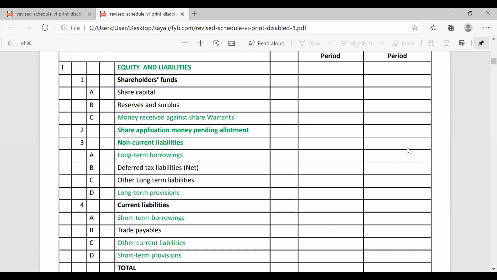In equity and liabilities, the first heading is shareholders' funds. These include share capital and reserves and surplus. Next heading, money received against share warrants. Next main heading, share application money pending allotment, and non-current liabilities. Non-current liabilities include long-term borrowings, deferred tax liabilities, other long-term liabilities, as well as long-term provisions, which are present in your question and recorded under the head of non-current liability. That is point number 3.